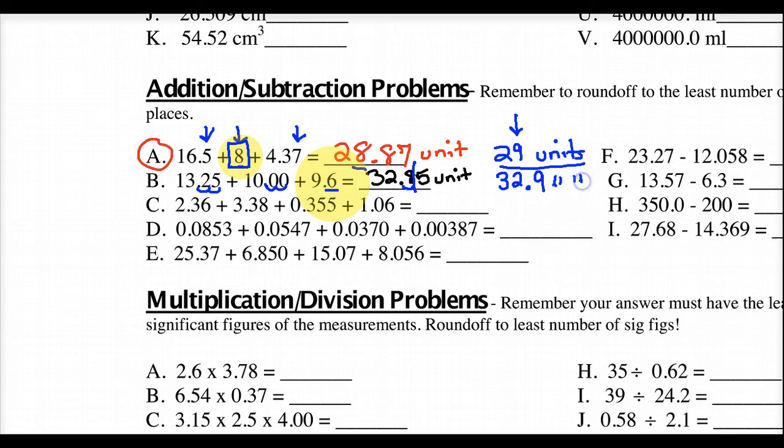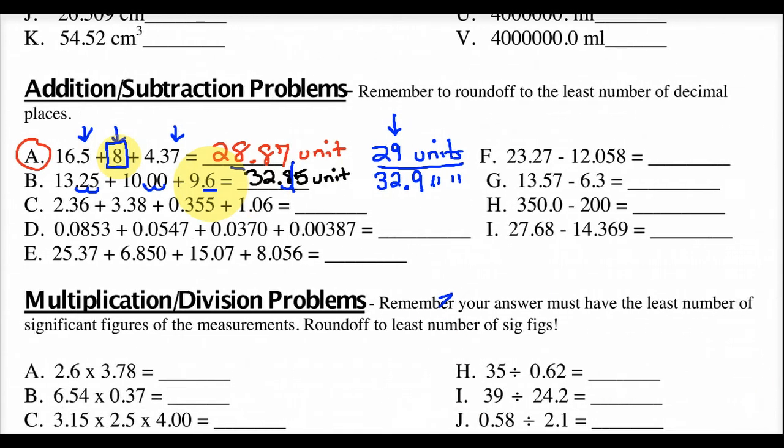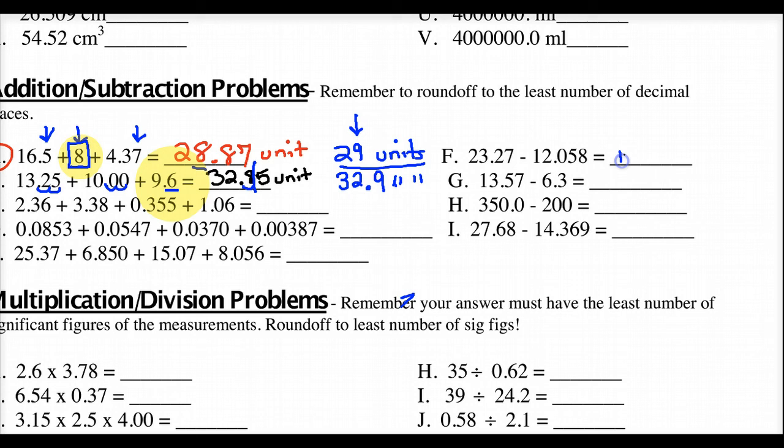So pretty simple stuff. If you subtract, like letter F, 23.27 minus 12.058, you get a raw number. Let's move this over. Where am I? Okay, so let's get the raw number here, 11.212. It's some kind of unit, right? But I round off to 1, 2, 1, 2, 3. The least precise number is here. So I'm going to round off to 2 decimal places.